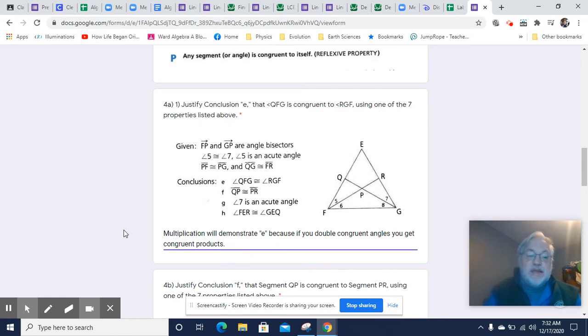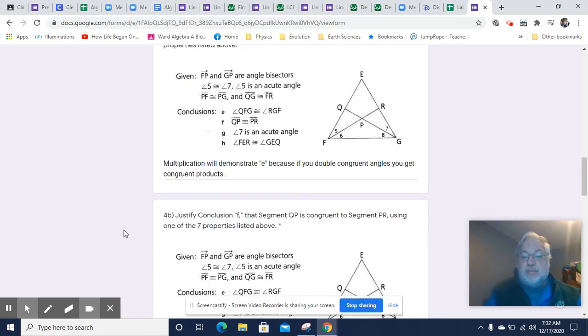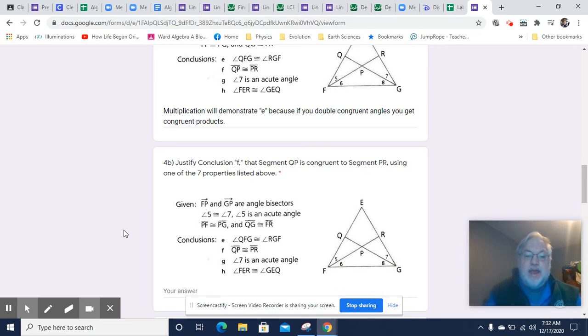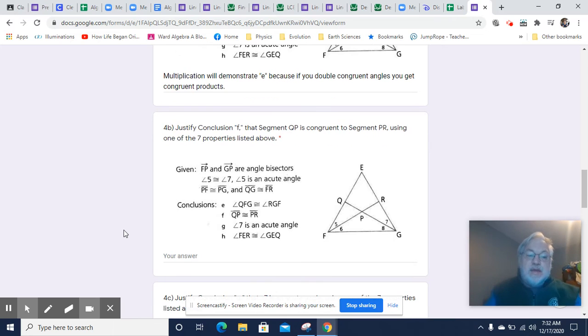You could have also said addition, by the way, because doubling could also be addition. Adding 2 congruent angles does get you a congruent sum. Or should I say, adding congruent angles to congruent angles gets you a congruent sum. That would be a more precise way of saying it.